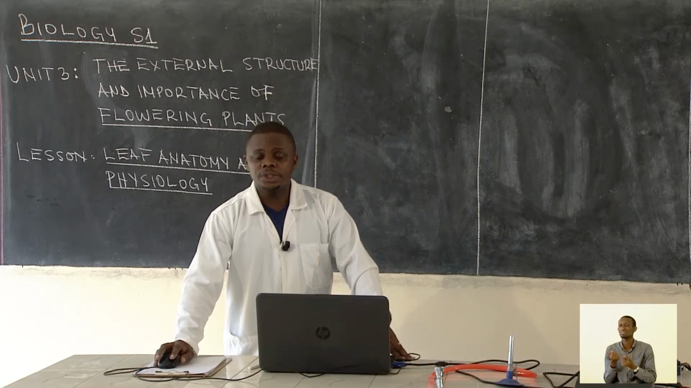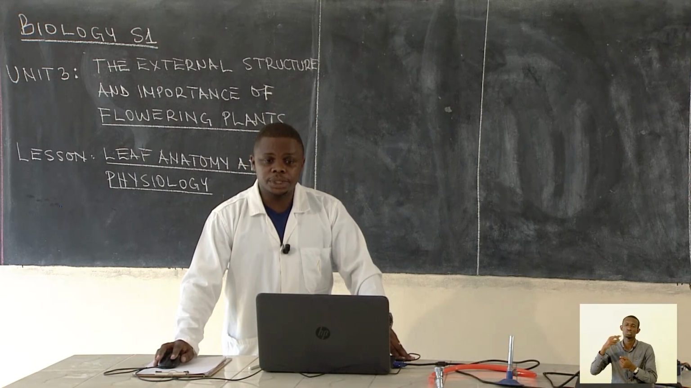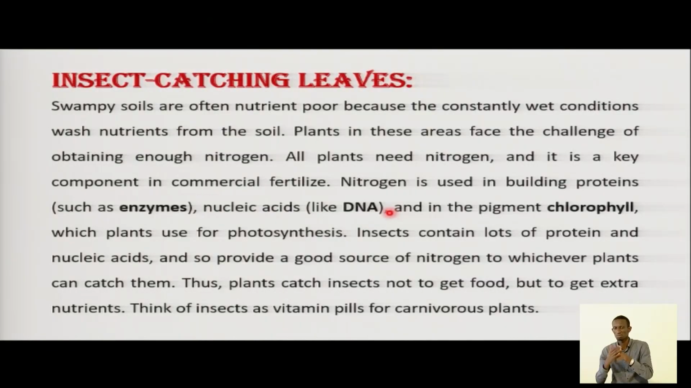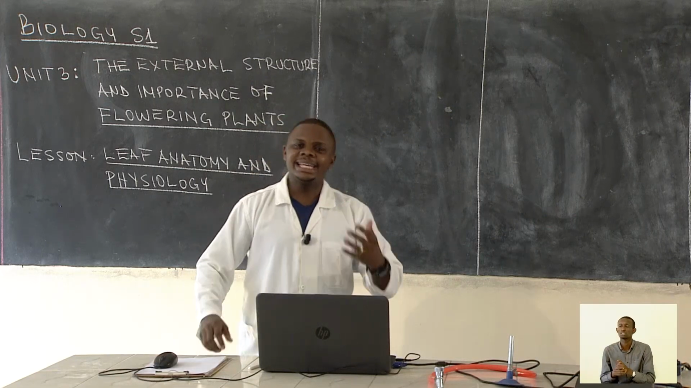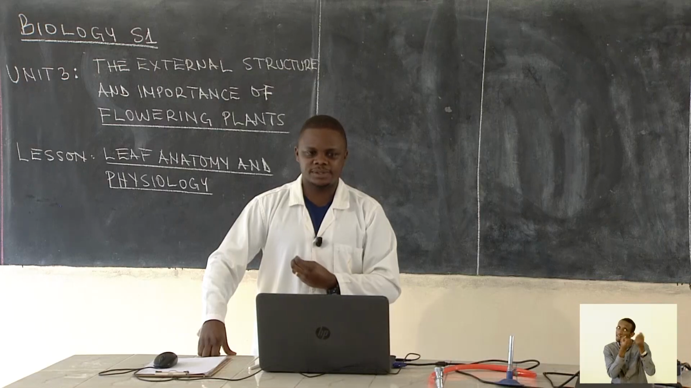Then nitrogen is also needed in the formation of nucleic acids like DNA or deoxyribonucleic acid. Nitrogen is also needed in the pigment chlorophyll, which is needed for photosynthesis. And that nitrogen comes from where? It comes from insects, which are trapped by insect-catching leaves.